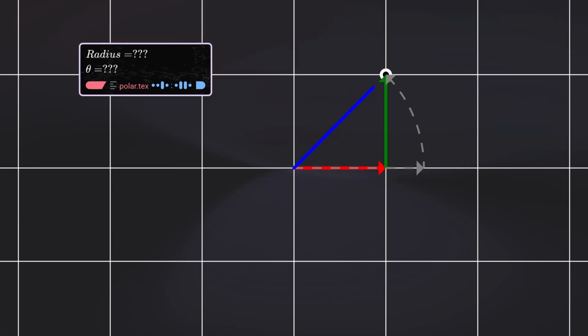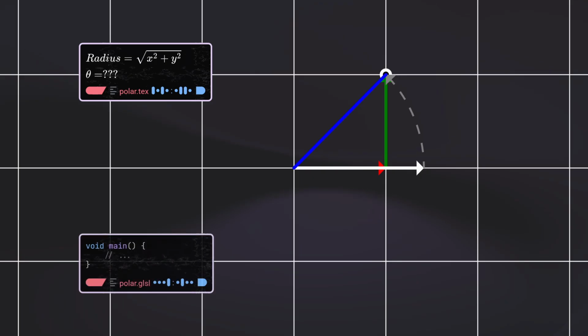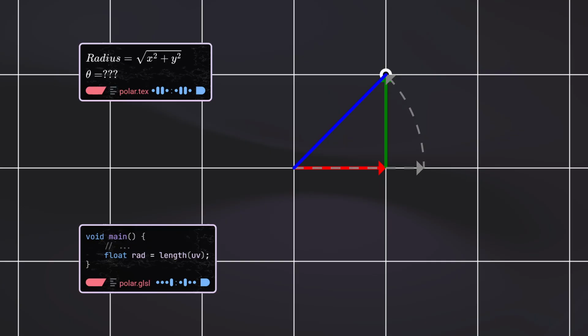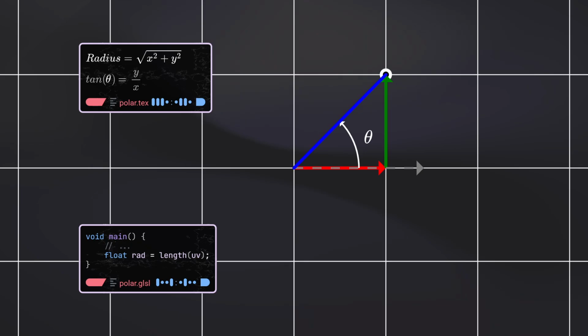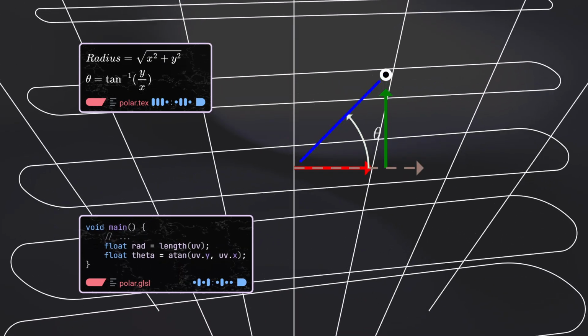Radius is the distance to the origin, the hypotenuse of the right triangle formed by x and y. Pythagoras can help us with that. The angle is the direction of that line. We use the arctangent to calculate it because it tells us how steep the slope is and in which quadrant the point lies.